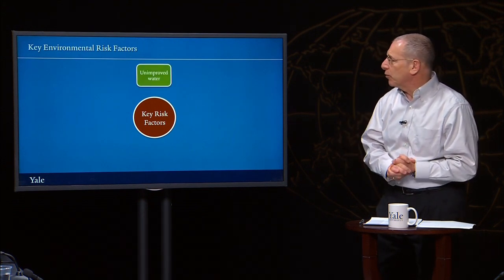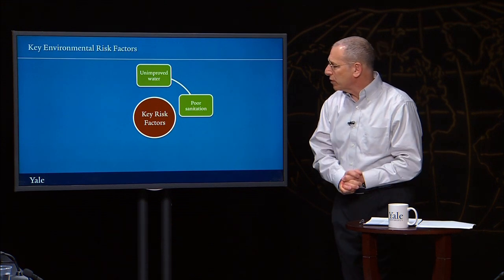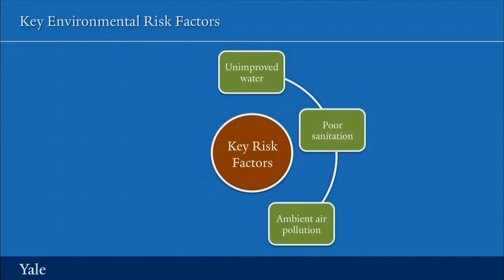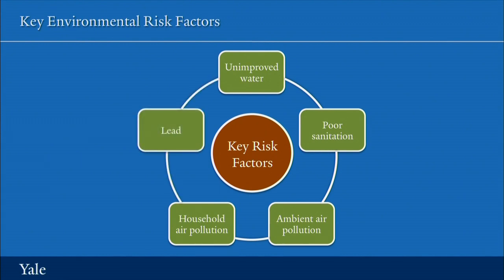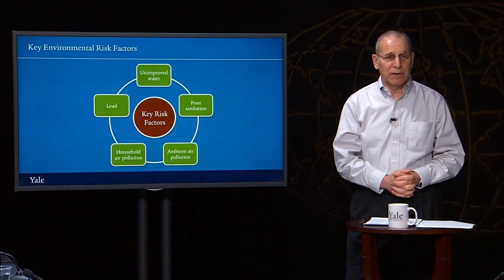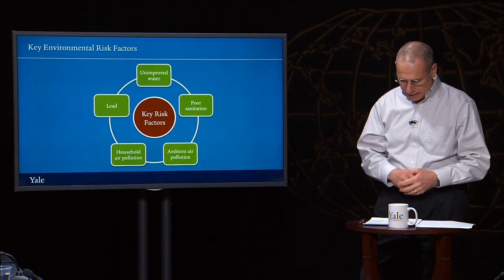The first is unimproved water. The second, poor sanitation. The third, ambient air pollution, which is outdoor air pollution in simple terms. The fourth, household air pollution. And the last, lead. So let's probe these a little bit and talk further about several of these issues and the burden of disease that's related to them before we talk a little bit about how those burdens might be addressed.